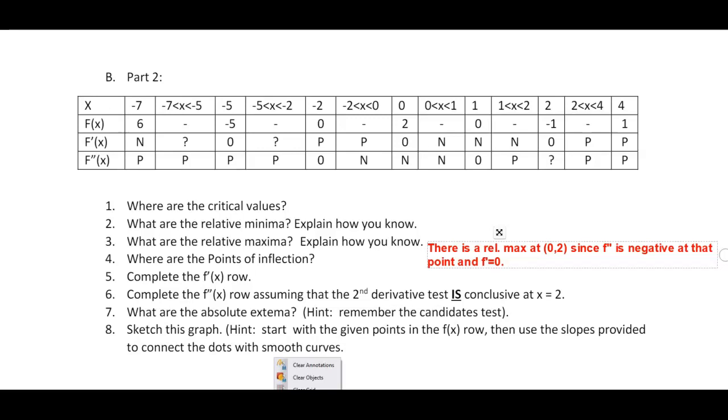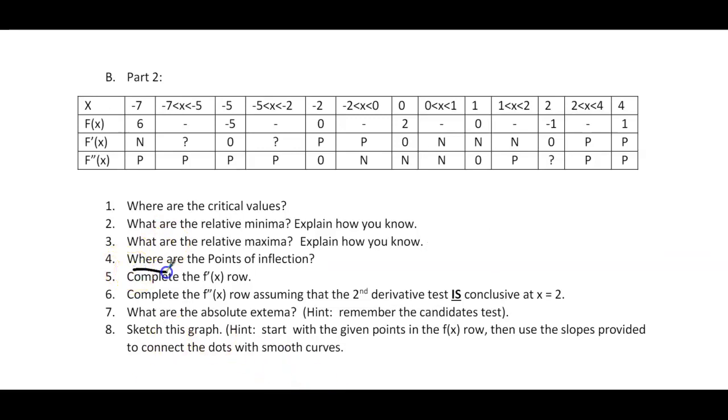All right. Let's go ahead and move on to number 4, points of inflection. Points of inflection are where f double prime changes signs.